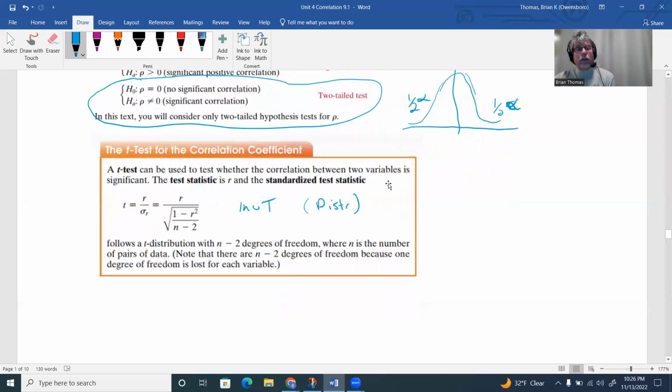Now, to do our test statistic, though, notice that our degrees of freedom actually has to be n minus 2. So that's something else we have to pick up on: the degrees of freedom is not going to be n minus 1. The degrees of freedom is going to be n minus 2.